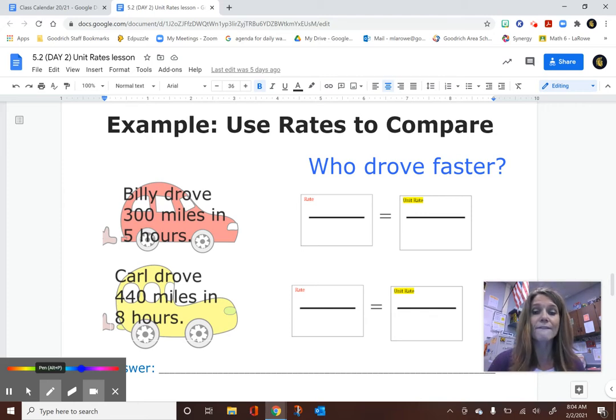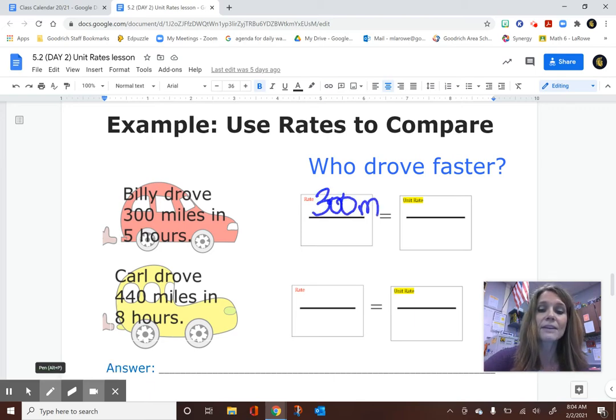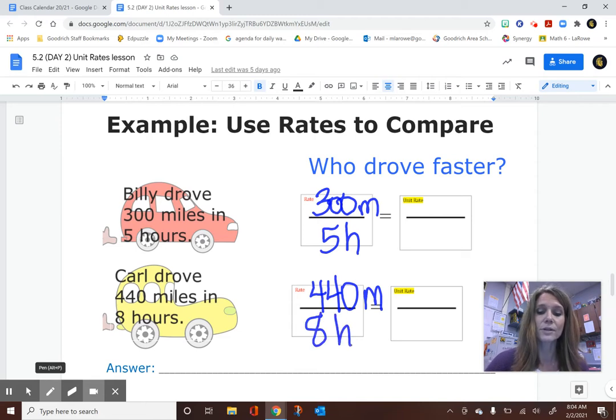So I need to write a rate for each of the drivers. Billy is 300 miles in 5 hours of time. Notice I'm using little abbreviations to label, so I keep track of which one is miles and which one is hours. And I'm going to set up Carl's rate to be in the same order. Mileage first, 440, time second, 8 hours.